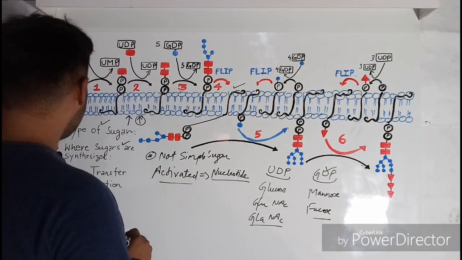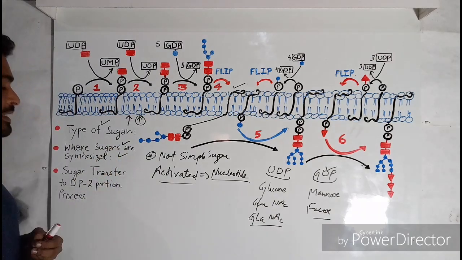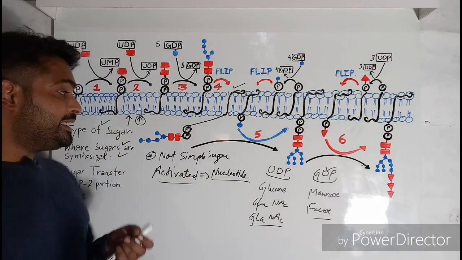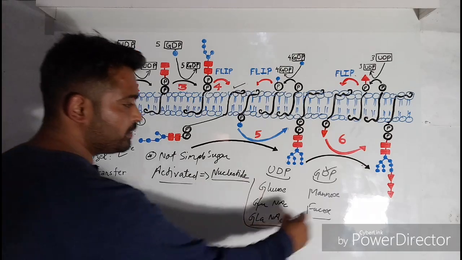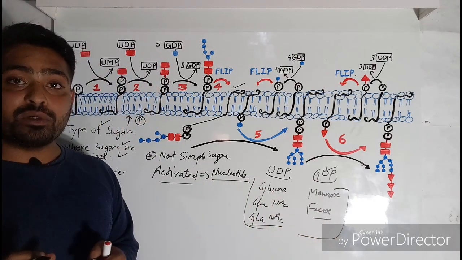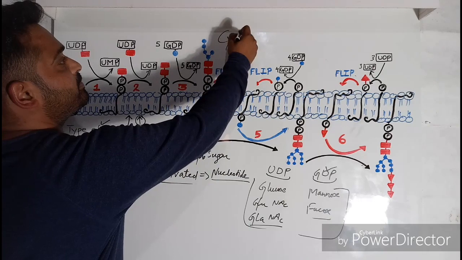The second point we have to know is where the sugars are synthesized. All these sugars are formed in the cytoplasm.